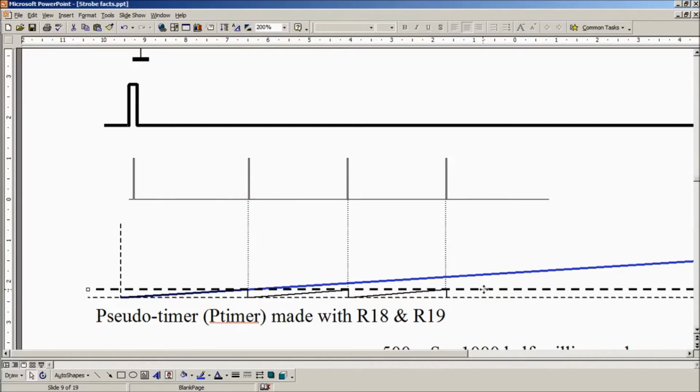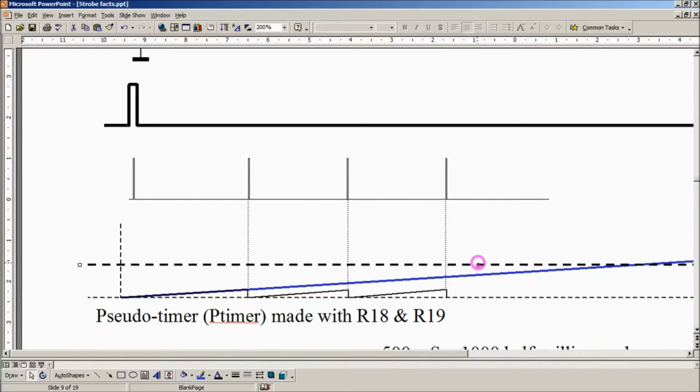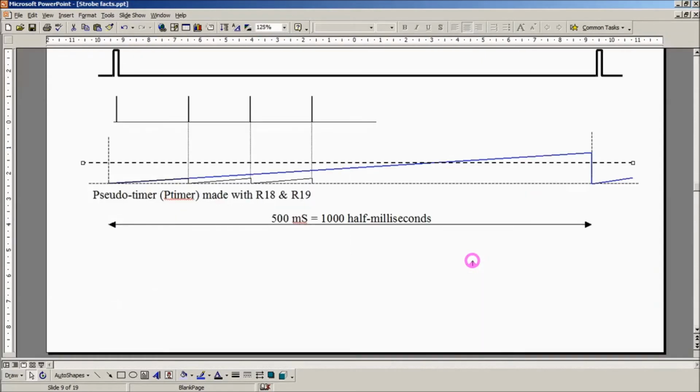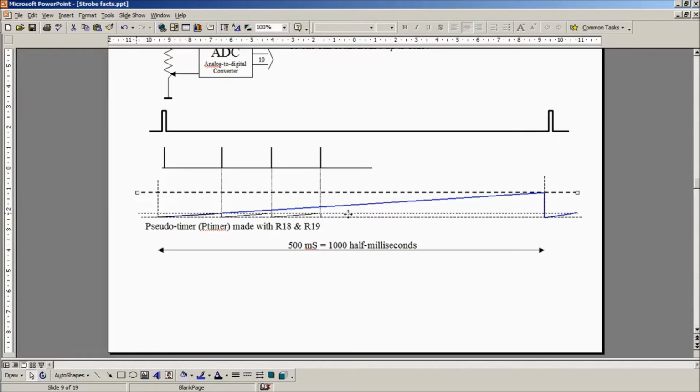So by changing this line, the value from the pot, by turning the pot, you change this line, and you can change it from 500 milliseconds down to something much less, and in fact you can take it down to 5 milliseconds, which is the highest speed we need.